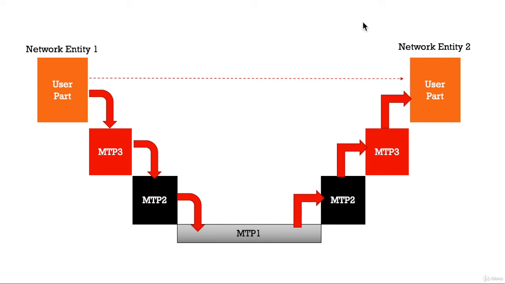The user part is the application part on the second network exchange, and there it will receive the ISUP IAM message and identify, okay, this is the command for initiating the call. Likewise, other ISUP messages are initiated and they are handed over.